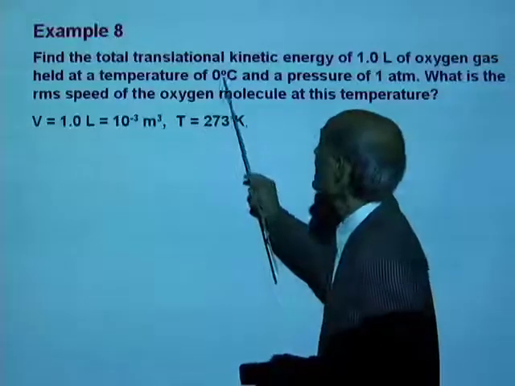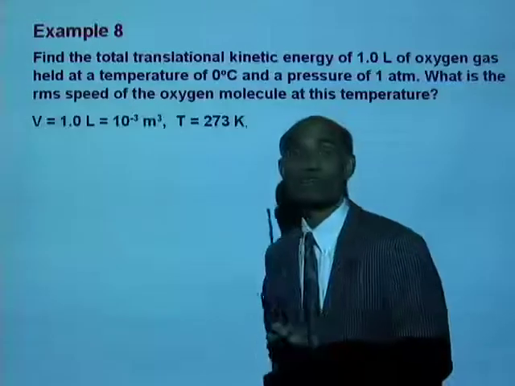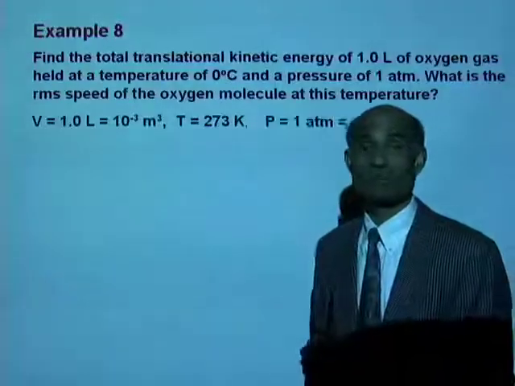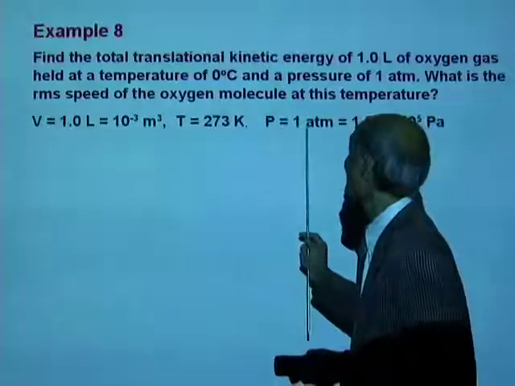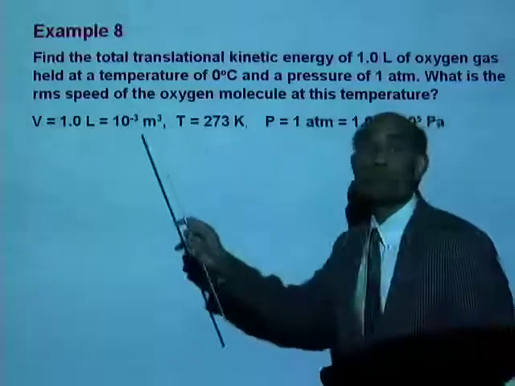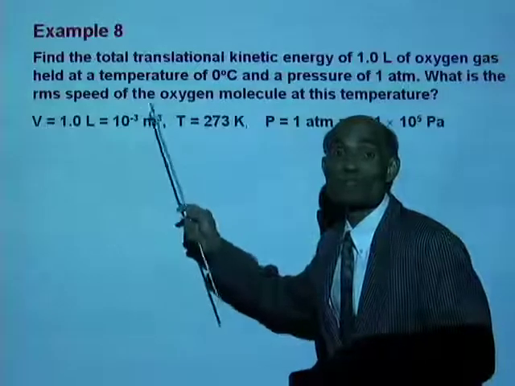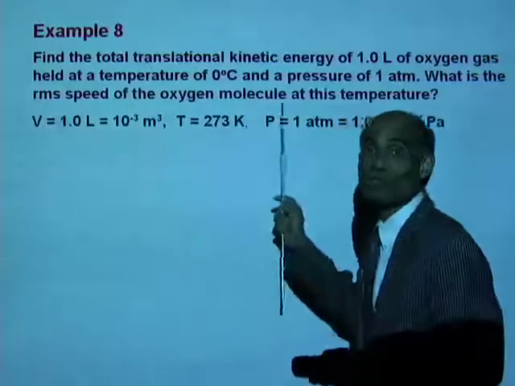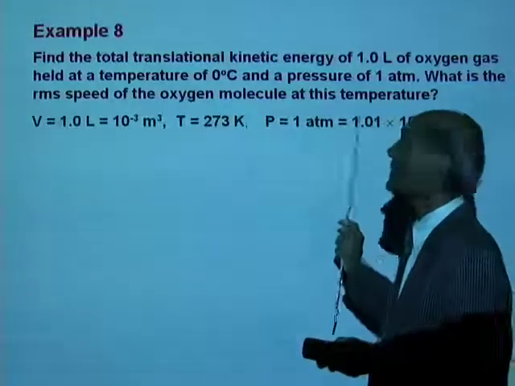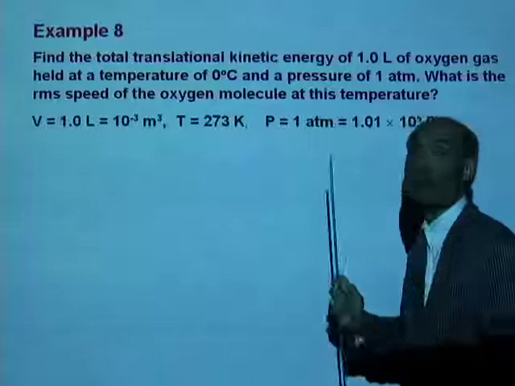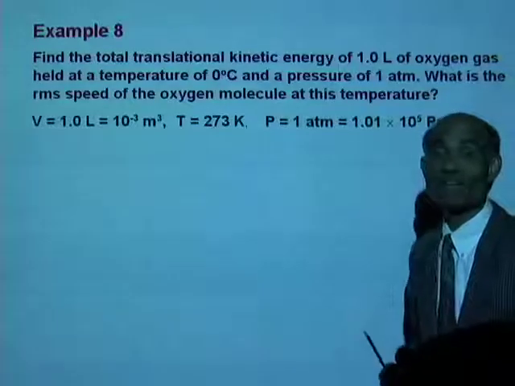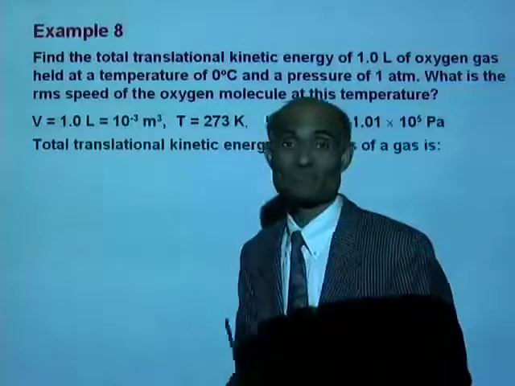The temperature is 0 degrees Celsius, 273 Kelvin. Pressure is 1 atmosphere. We are using all absolute units: volume in meter cube, pressure in Pascal. 1 atmosphere is 1.01 times 10 to the 5 Pascal.